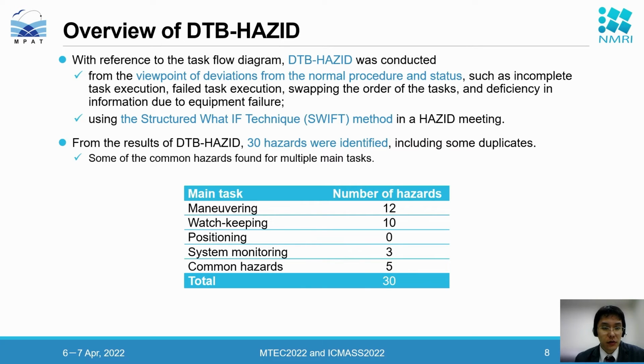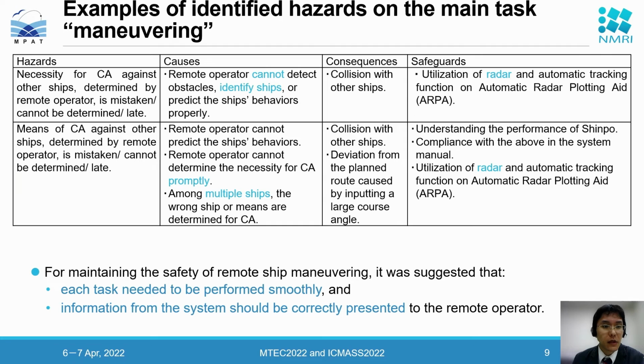From the results of the dynamic task-based HAZID, 30 hazards were identified, including some duplicates. The table shows examples of hazards. The first hazard was that the necessity for collision avoidance against another ship is mistaken. Causes of this hazard were that the remote operator cannot identify the ship and so on. Possible additional safeguards for this hazard were utilization of radar and automatic tracking function.